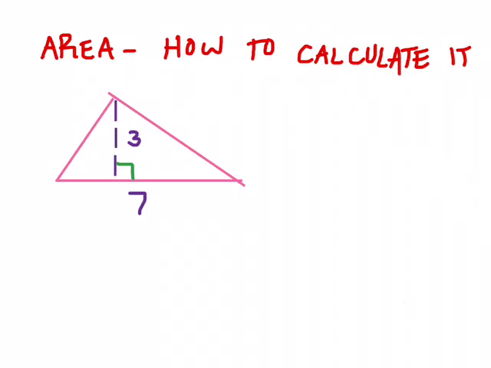I use that information to calculate the area like this. Area in a triangle is going to be half the base times the height, or 1/2 times the base times the height. So if the base is 7 and the height is 3, the base times the height is 21. Half that is going to be 10.5, so the area of this triangle would be 10.5.